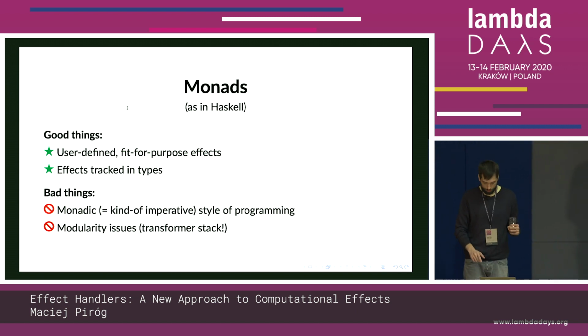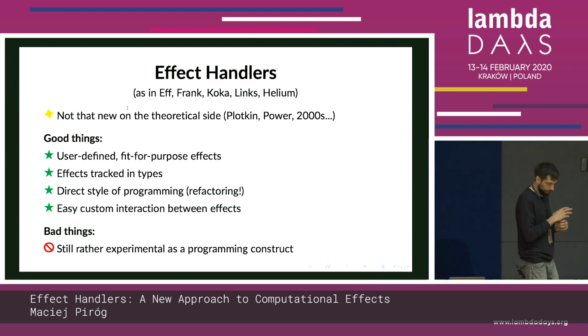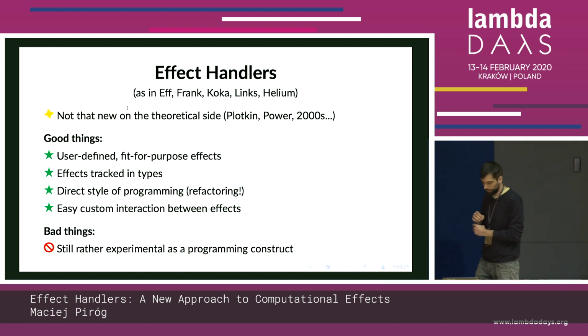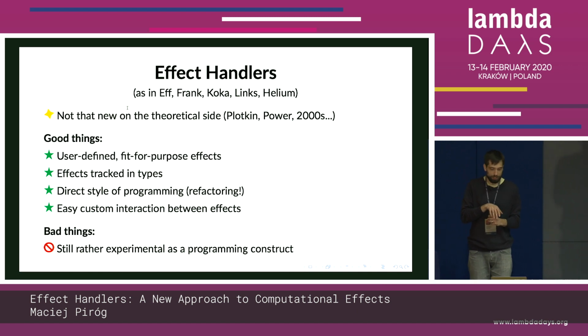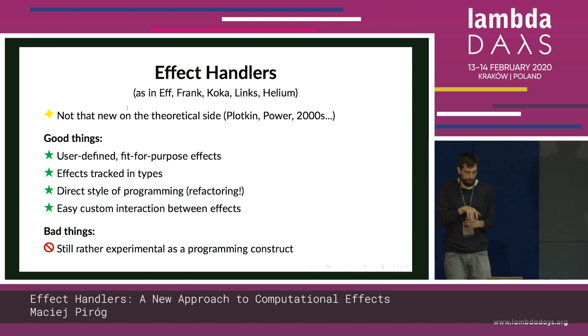The approach I want to talk to you about today is called effect handlers. And by that, I mean direct style effect handlers and algebraic effects. So there are some experimental languages now that implement that. They're called Frank, Koka, Links, Helium. And they're actually not that new. I mean, the whole idea for algebraic effects and effect handlers originated in the early 2000s in some papers by Gordon Plotkin and John Power.